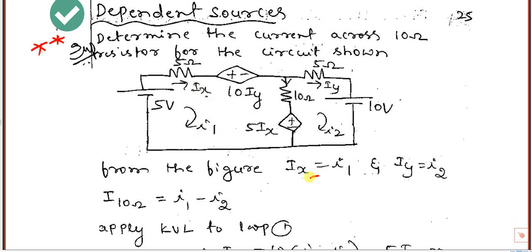Ix is matching the right side only. I1 is also clockwise, it is mapping with this. IY is also clockwise. I2 is also clockwise. So IY is I2, Ix is I1. You have to find the current through the 10 ohm. The current through the 10 ohm is given downwards. So it is I1 minus I2 because it is shared between two meshes. Two currents are flowing in the 10 ohm. So it is I1 minus I2.